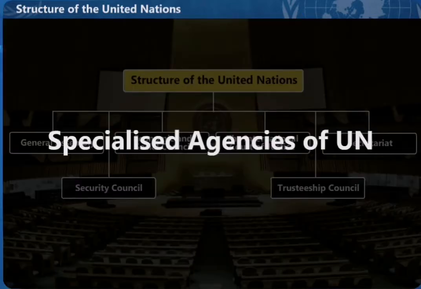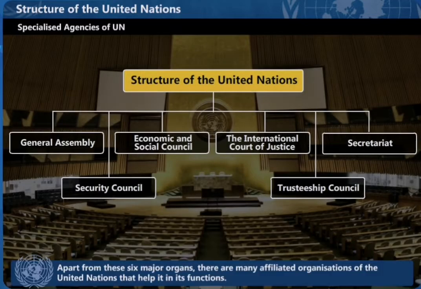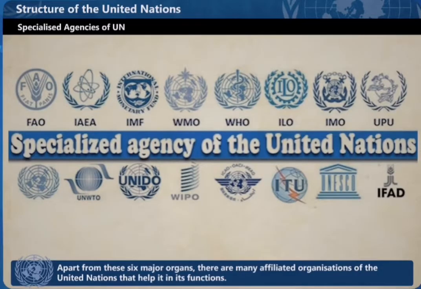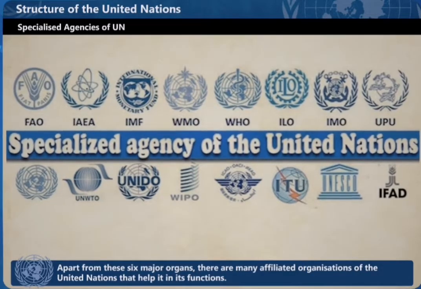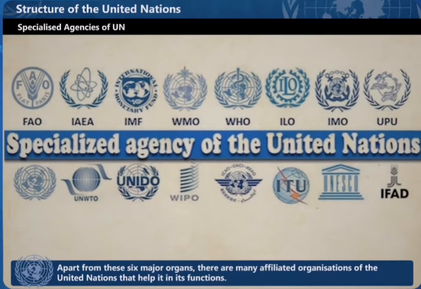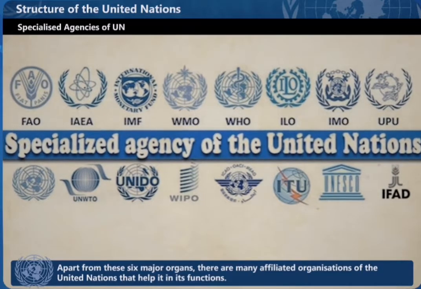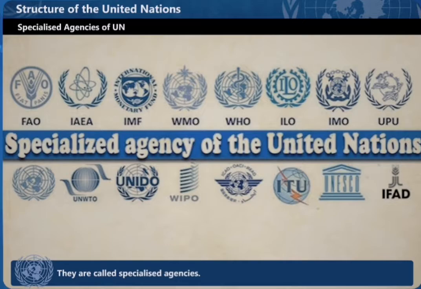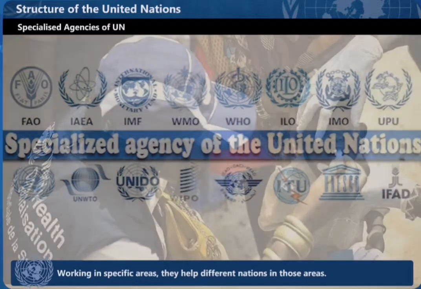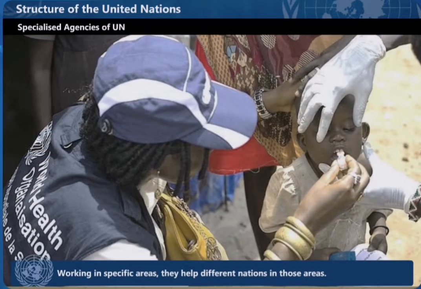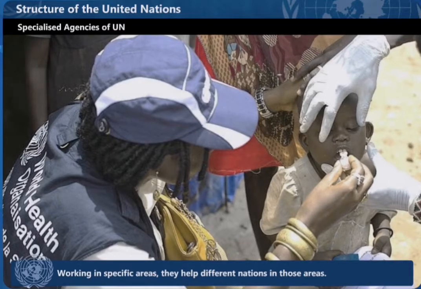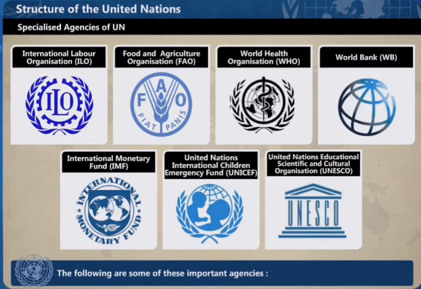Specialized agencies of the UN. Apart from these 6 major organs, there are many affiliated organizations of the United Nations that help it in its functions. They are called specialized agencies. Working in specific areas, they help different nations in those areas. The following are some of these important agencies.